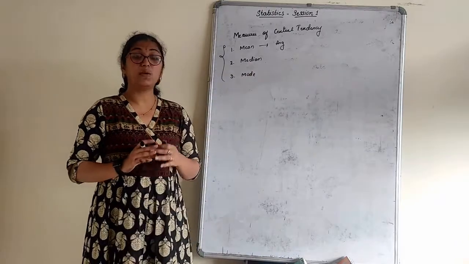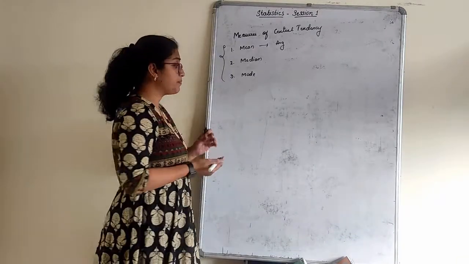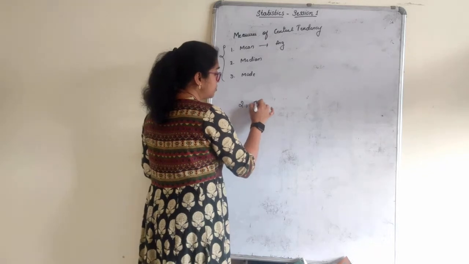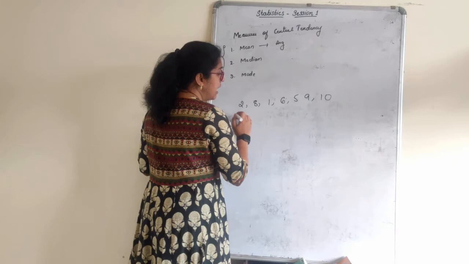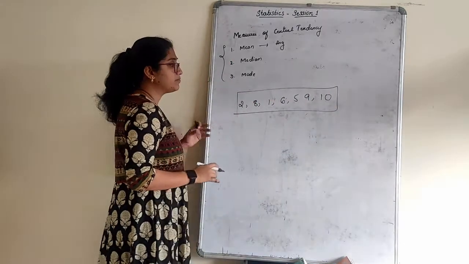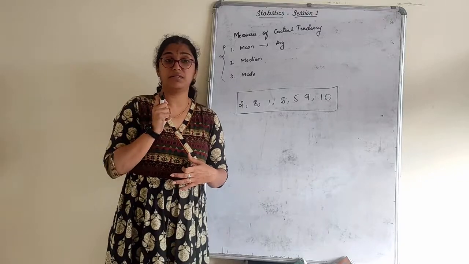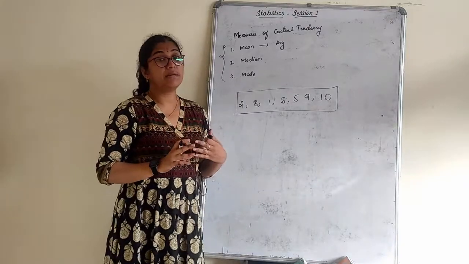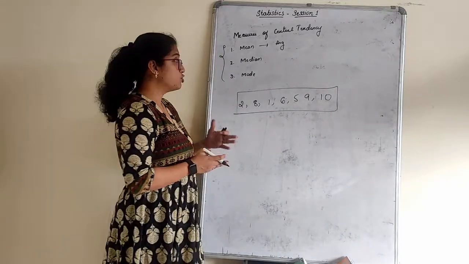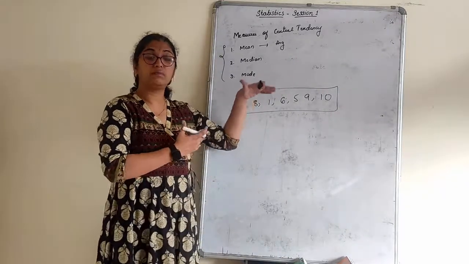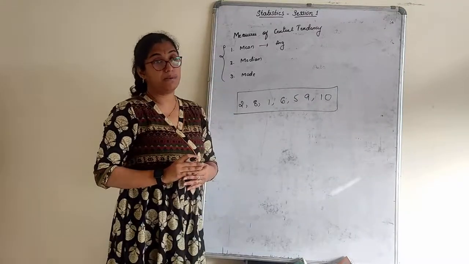Median is the middlemost score of the orderly arranged data. If I have some data, say 2, 8, 1, 6, 5, 9, 10, I need to arrange this in order. After I arrange this in order, I pick the middlemost number, that is the median. Whether the number of scores is odd or even, we have a separate formula to find it. So we only discuss generally what mean, median and mode are. Later we'll do it in detail once we actually start with the part.